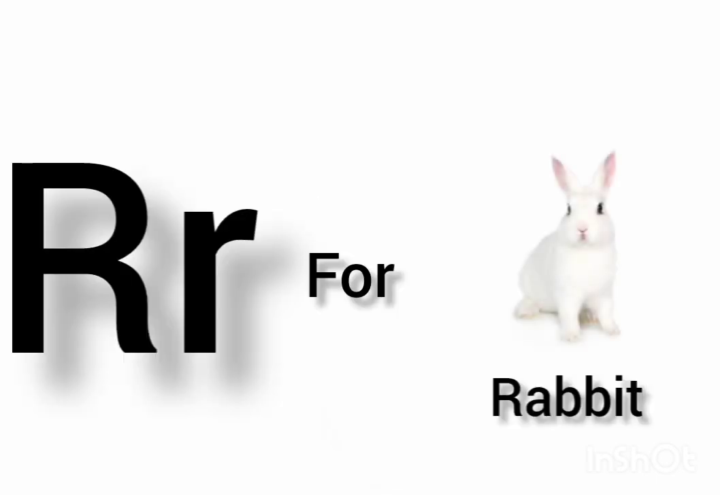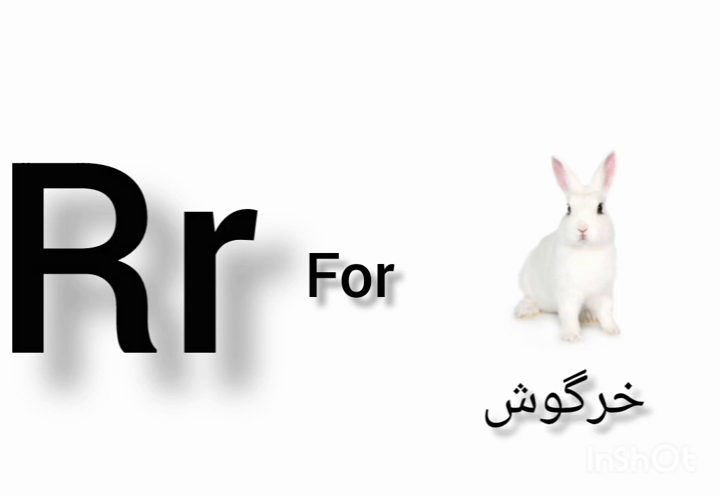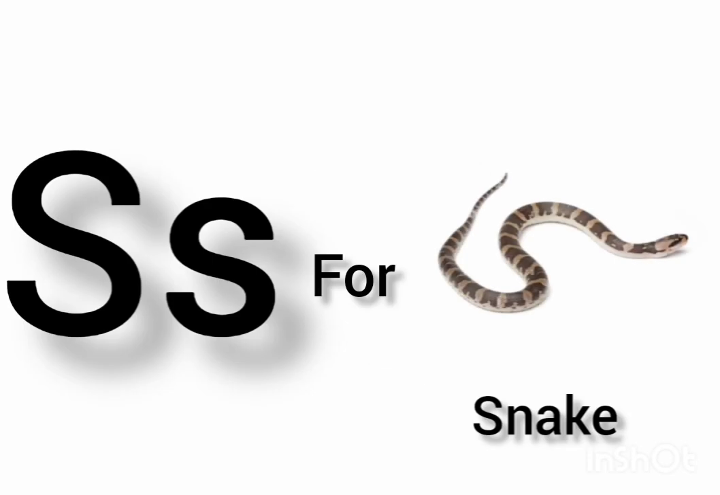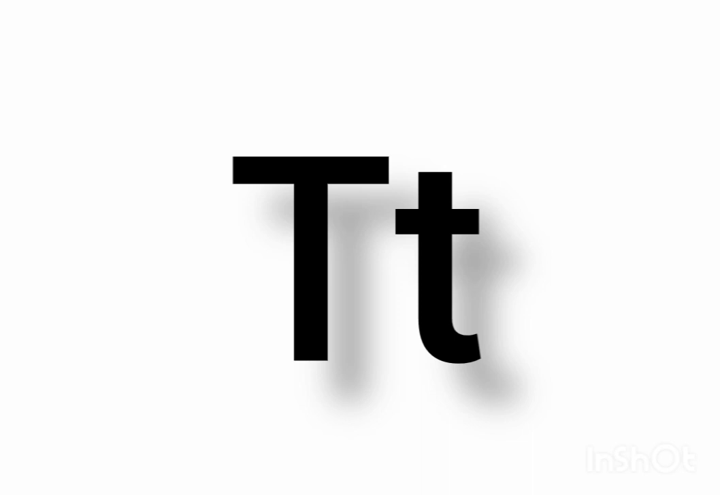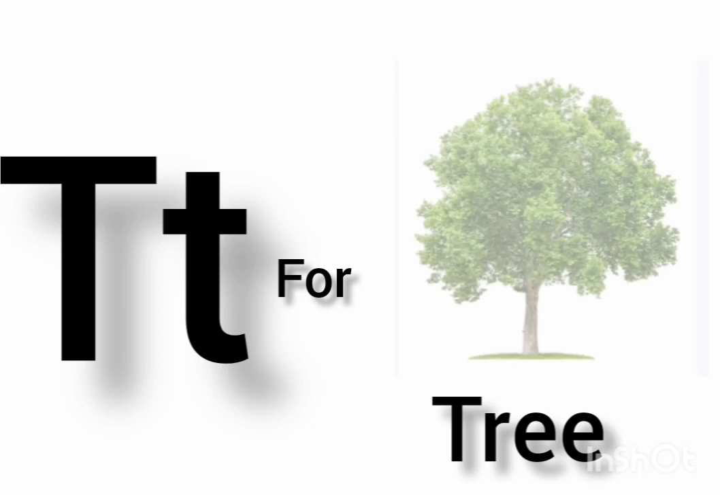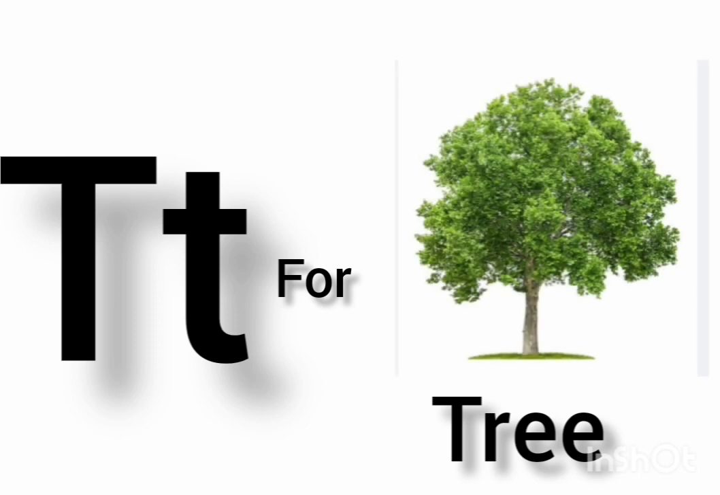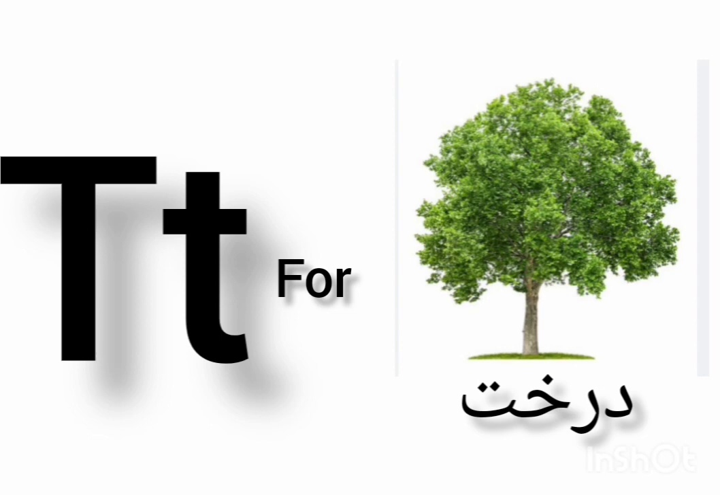Capital R, small r. R for rabbit. Rabbit means khargosh. This alphabet is called S. Capital S, small s. S for snake. Snake means saanp. This alphabet is called T. Capital T, small t. T for tree. Tree means darakht.